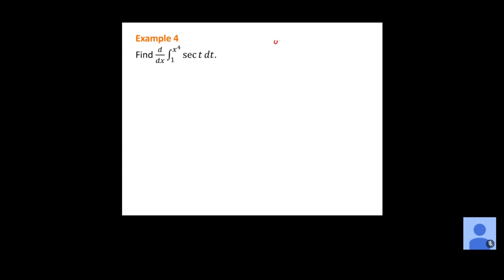So for right now, I'm going to let u be equal to x to the fourth. And I'm going to rewrite my integral as the integral from 1 to u of secant t dt. So that part's not going to change. Now, if I want to use part one of the fundamental theorem to be able to just substitute that u into my function, what would I need to do to that integral? We need the derivative, right? Now, if I'm taking the derivative of this integral, I need to be taking the derivative with respect to what variable?